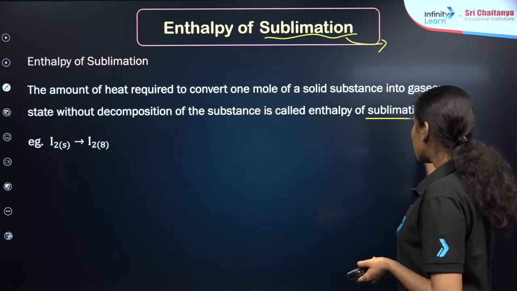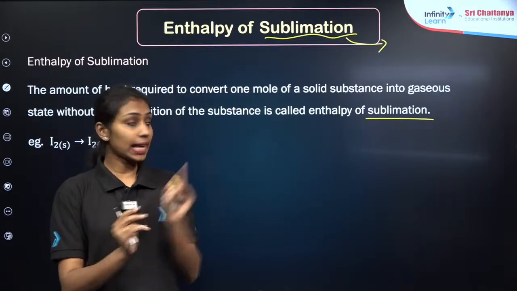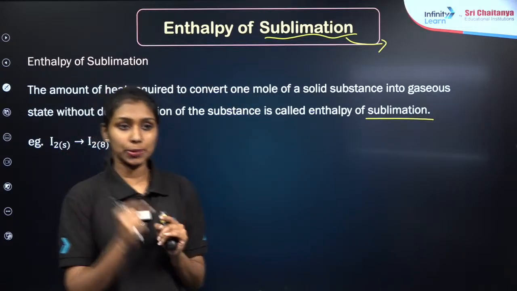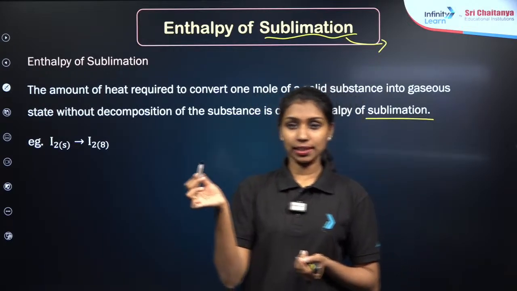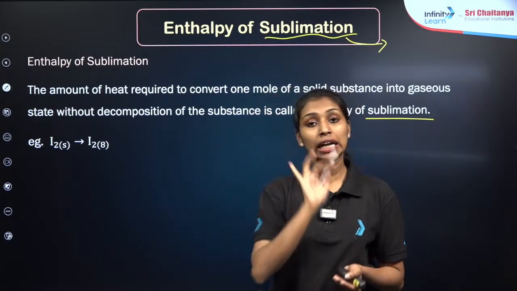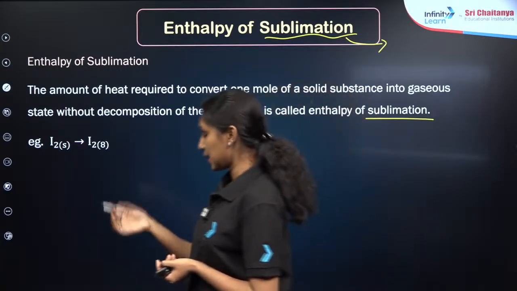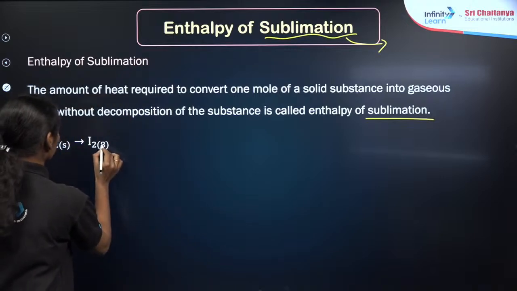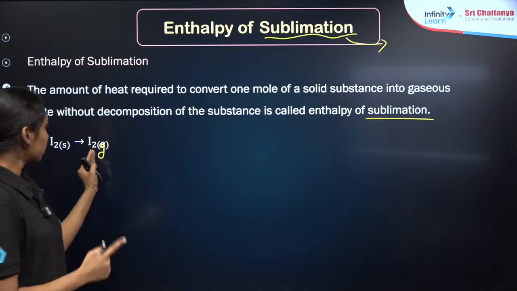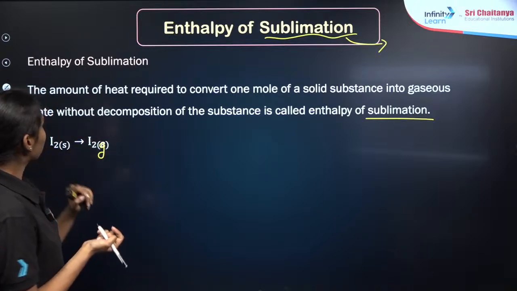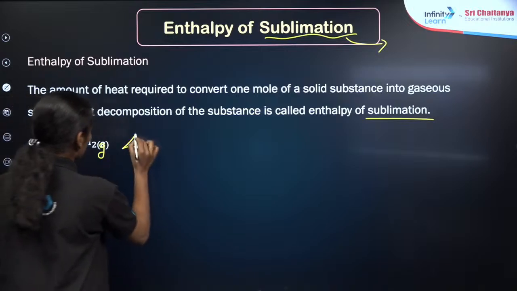Yes, the process of sublimation is the conversion of a solid substance into gas without going into the liquid state, right? In general, there will be the transition from solid to liquid, liquid to gas, right? But in the case of sublimation, there will be the direct transition of solid to gas form. For example, you can see here, iodine is changing its solid state to gas state without forming the liquid state. So we can say that this is the process of sublimation.